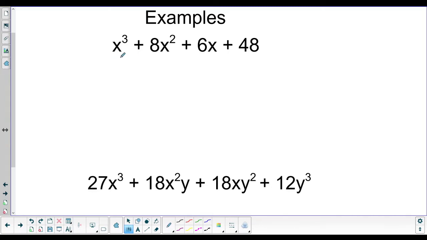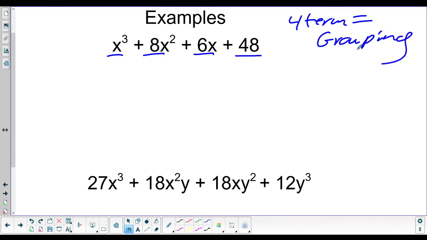So we'll start with the easy one, then we'll look at the hard one. These are both dead giveaways on what type of factoring they are because there are 1, 2, 3, 4 terms. 4 terms always means grouping. So we're going to group the heck out of these.